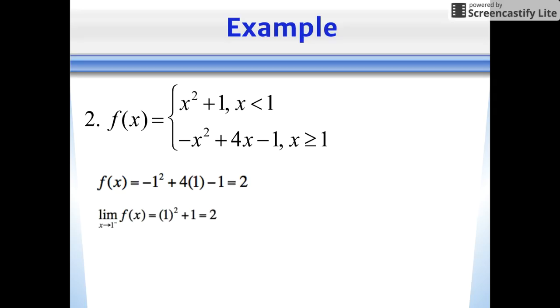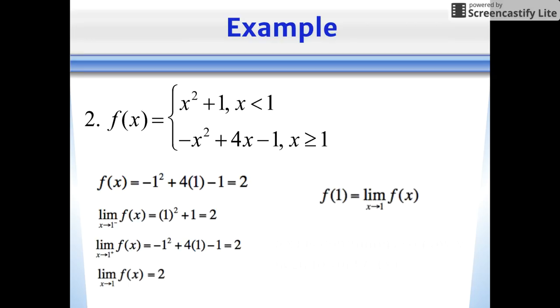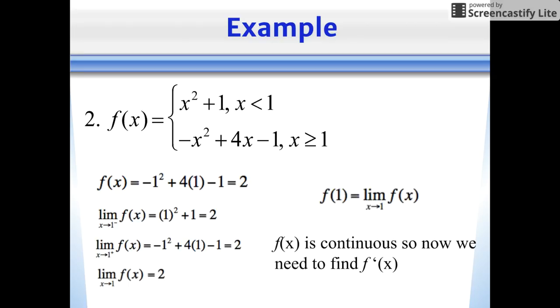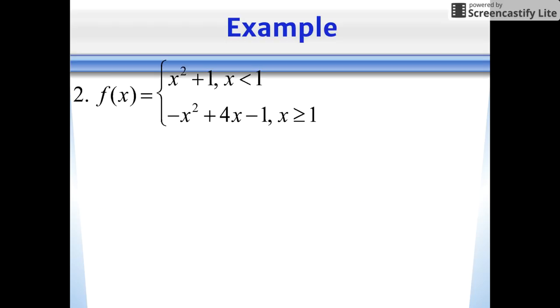The limit from the left, I'll be using the top equation now. 1 squared plus 1 is 2. The right limit is the same thing as what I used for the y value. So the limit is 2, the y value and the limit are equal. So right now we know it's continuous. So now we need to go on and find f prime of x.